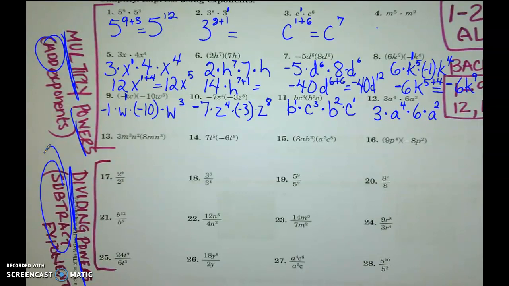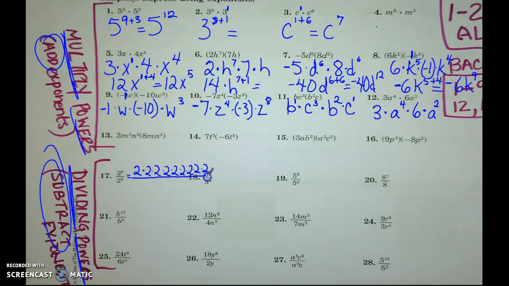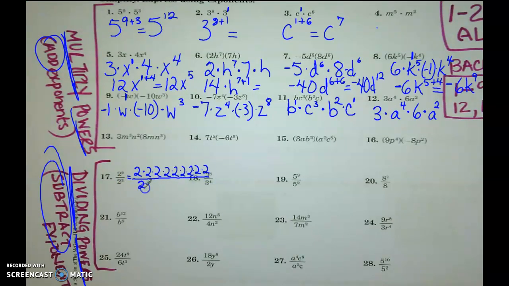Okay? So let's look at number 17. I can look at this and I'm going to write it out and expand it. So 2 to the 9th means 2 times 2 times 2 times 2 times 2 times 2 times 2. Okay, so that's 9 2's. And on the bottom I have 2 times 2 times 2.